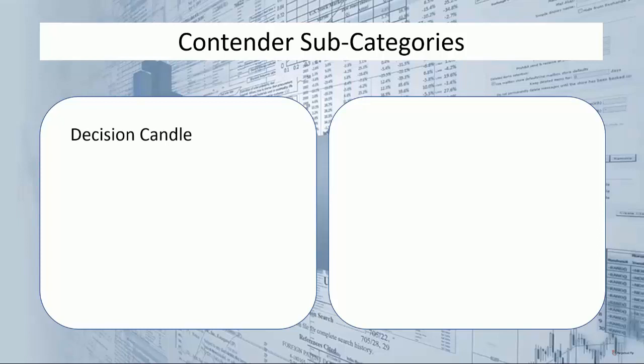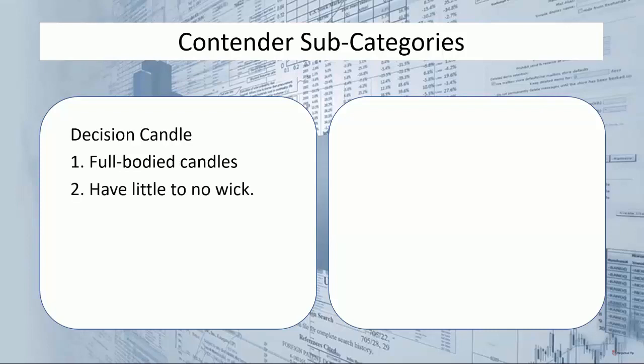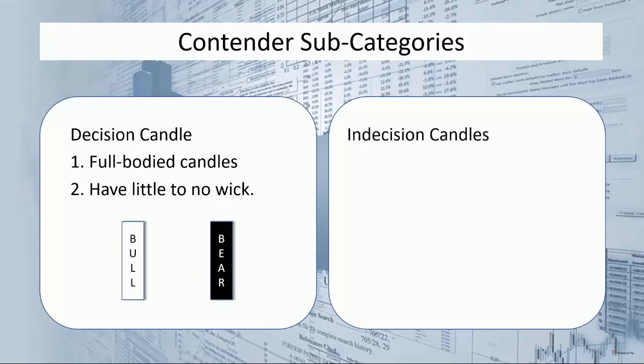When we come across a decision candlestick formation, this is what we really want to be paying attention to. A decision candle is a full-bodied candle. It has very little to no wick at all. And that's pretty much what we talked about in the last discussion, right? So you'll have your bullish candle. You can see that it's a beefy candle, full body, most of it is body, and you have your bearish candles as well. Now, on the other side of the spectrum, you have indecision candles.